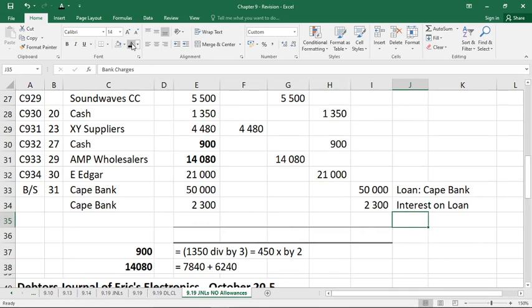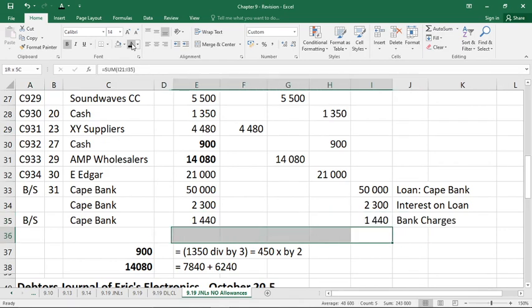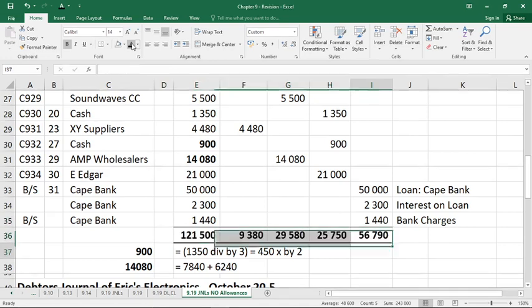The next one, bank charges of 1,440. We are also paying money here, so CPJ, so bank statement again, 31, Cape Bank, and the bank charges was 1,440. It doesn't have a special column, so it goes to sundry, and it's called bank charges. We're done with the CPJ, so we can total the CPJ.